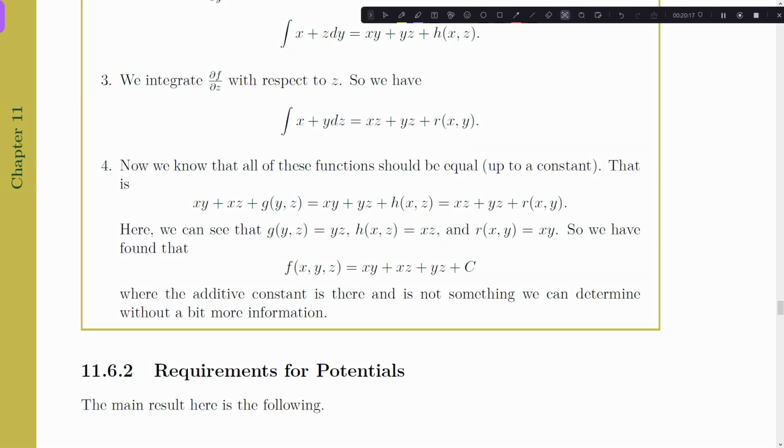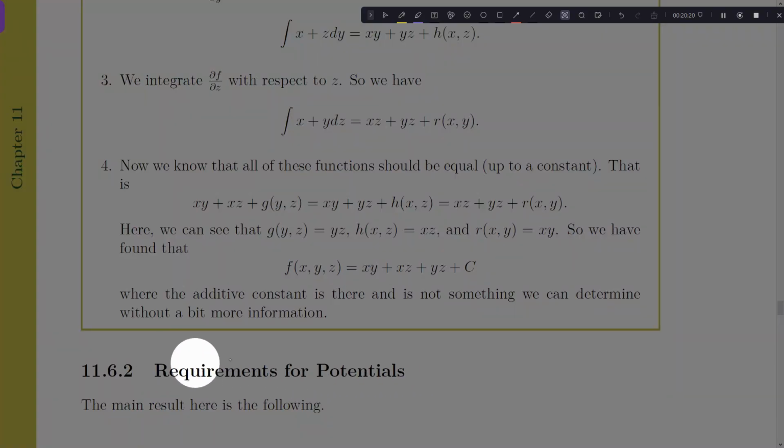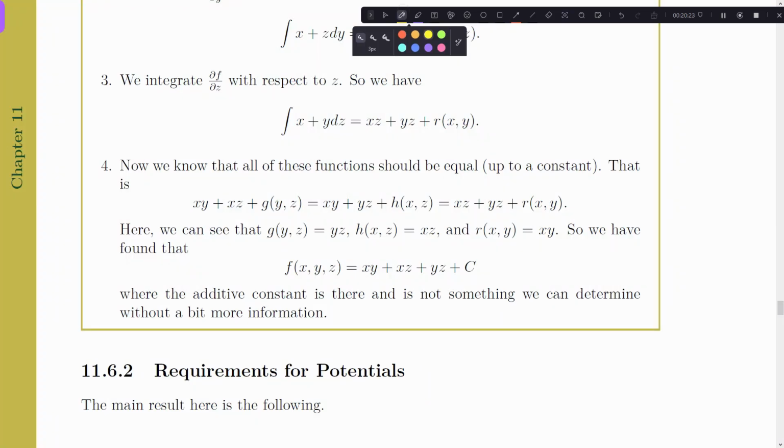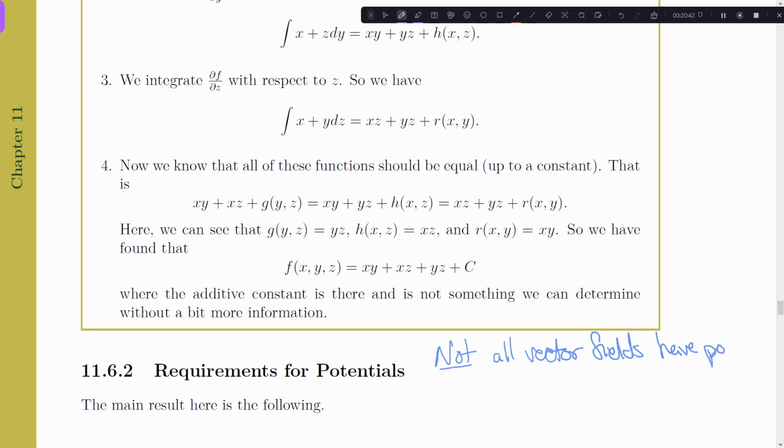So there's something interesting here, and this section is called requirements for potentials, and I want to talk about why this section even exists. So this is a very important fact. Not all vector fields have potentials. Okay, that means that there are a lot of vector fields out there, probably the majority of vector fields out there, that don't arise from the gradient.